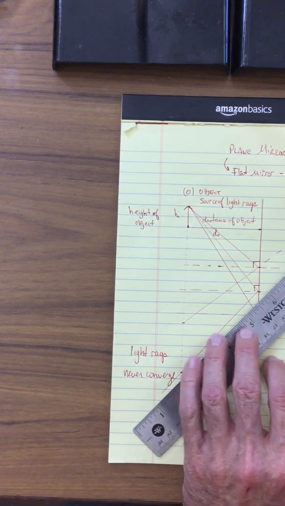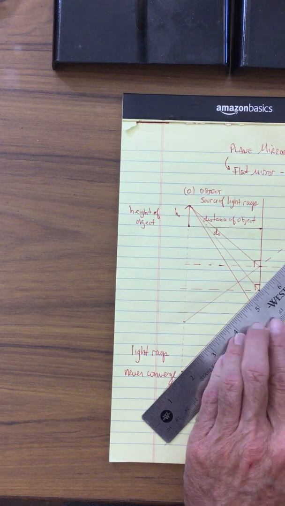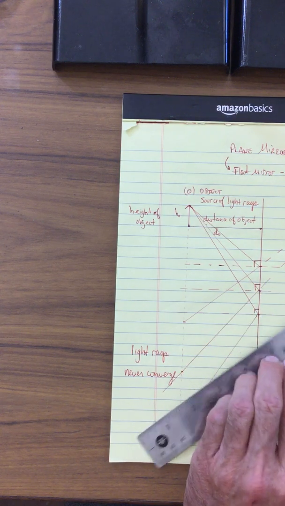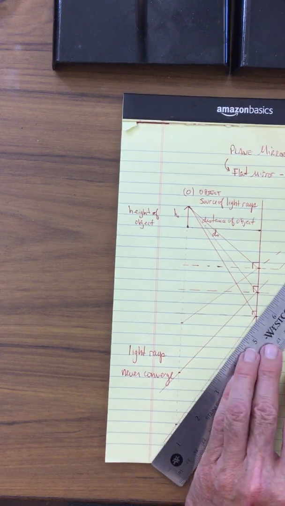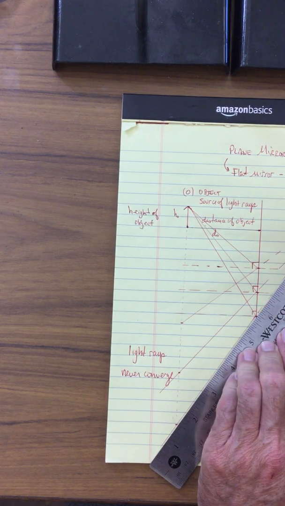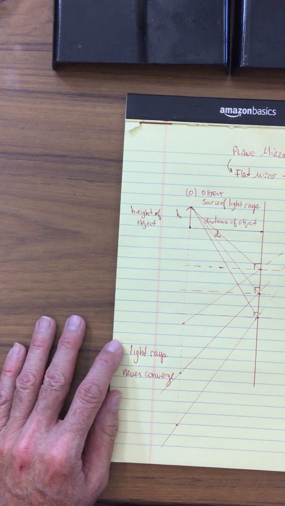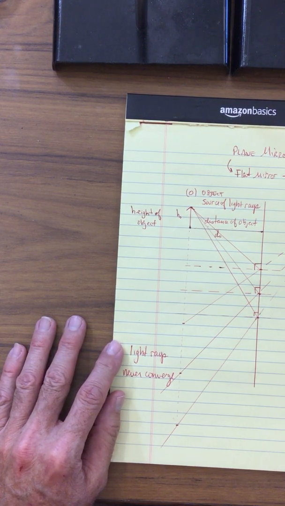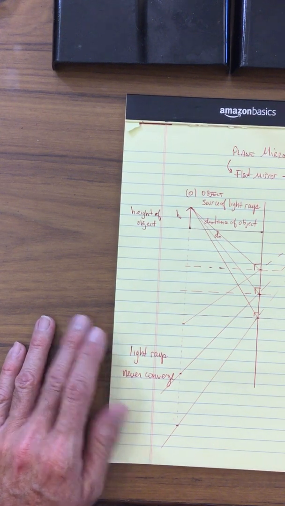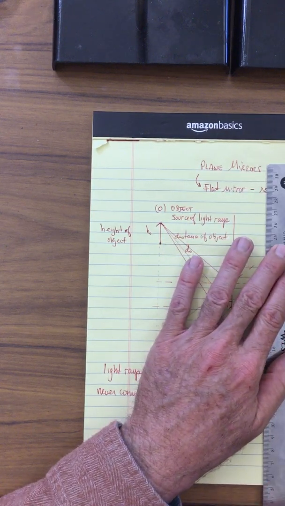Do the same thing for this one. Like this. And do the same thing for this one. And you'll notice that all three of these converge and come together, probably right around there. So this would be where my image occurs.